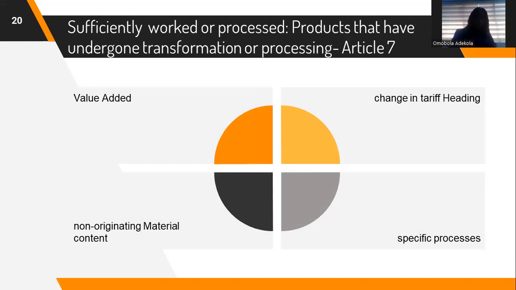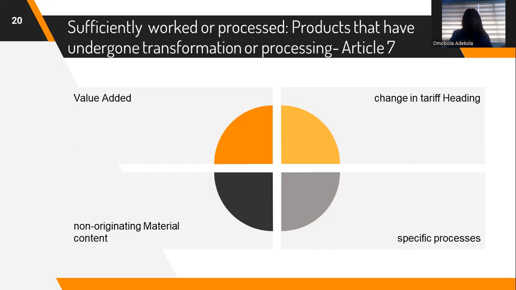It said all the components are there: value added, change in tariff classification, and the extent of non-originating material inside that product. That means the product has undergone transformation or processing in Nigeria to qualify, and there are specific processes it must also meet. These are the components for the second criteria, which will be used to judge if the live animal was not only obtained, and so we are going to look at it in this aspect.